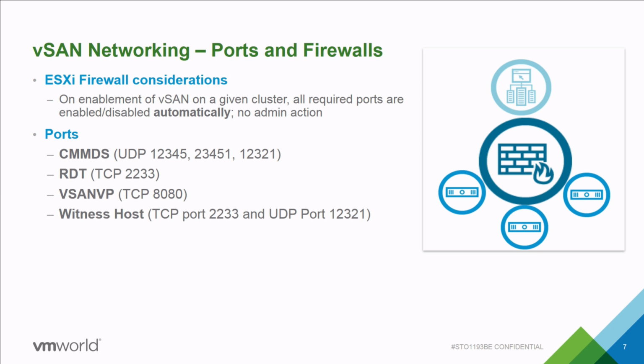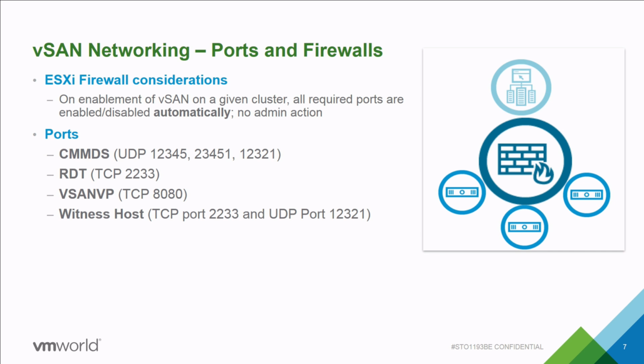So these are the ports, obviously CMMDS and RDT, the two major components that we talked about in the previous slide. And those are the ports that they use. Some of them are UDP, some of them are TCP. The next one is the vSAN VP. So every host that's part of vSAN has what's known as the VASA provider. These are the storage awareness APIs, and this is what's responsible for bubbling up the vSAN capabilities so that we can build policies out of them.